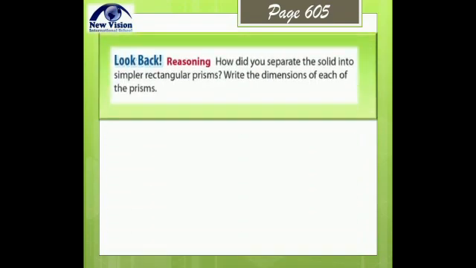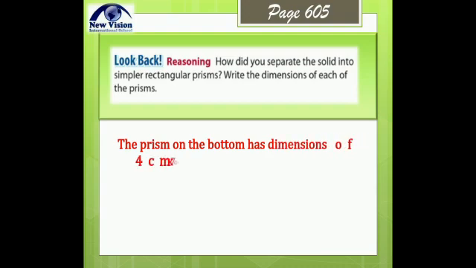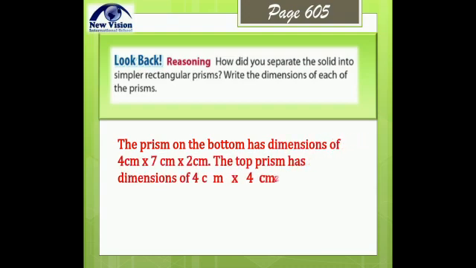Reasoning. How did you separate the solid into simpler rectangular prisms? Write the dimensions of each of the prism. So we divided it into top and bottom. And the prism on the bottom has dimensions of 4 centimeters times 7 centimeters times 2 centimeters. And the top prism has dimensions of 4 centimeters times 4 centimeters times 2 centimeters.